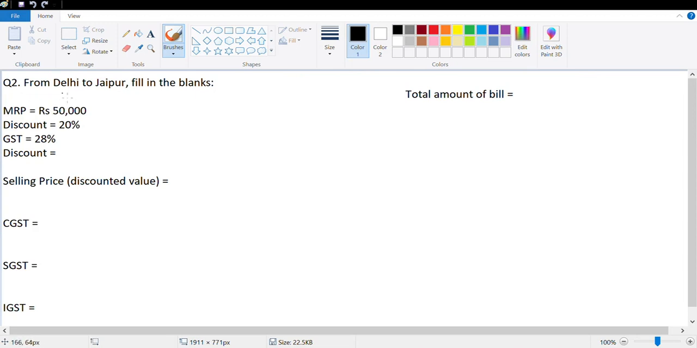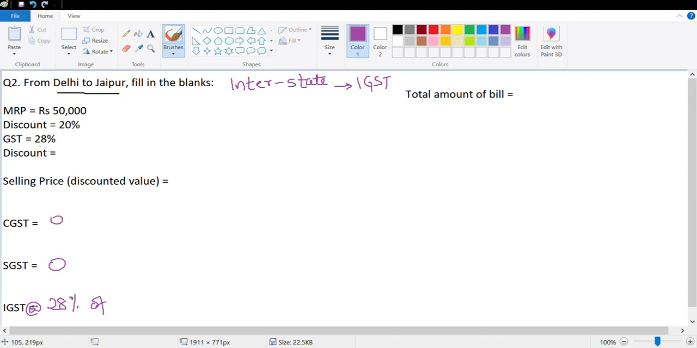Let's look at question number 2. So this is from Delhi to Jaipur. We need to find whatever is the fill in the blank. So Delhi to Jaipur would mean this is an interstate transaction, Delhi to Rajasthan. So basically what we have is IGST, and CGST and SGST will be 0. So let's just write this first. CGST and SGST is 0, and IGST will be at the rate of 28% of the selling price. Selling price we haven't calculated.